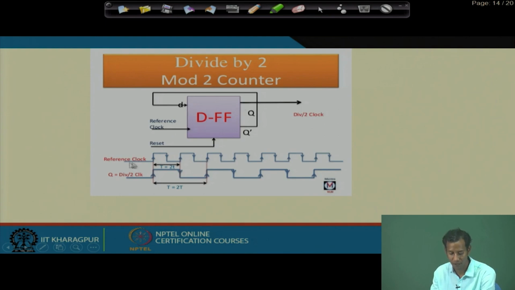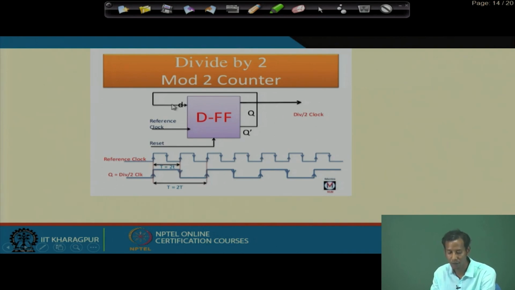So, initially what will happen? If this is 0, then whenever it finds the edge, Q will be 1. So, when it finds that Q bar equals 1 and this is 0, at the very next edge, what will it be? The D input now is 0, so Q will be 0. After that, again when it finds the next edge, Q will be 1 and Q bar will be 0.